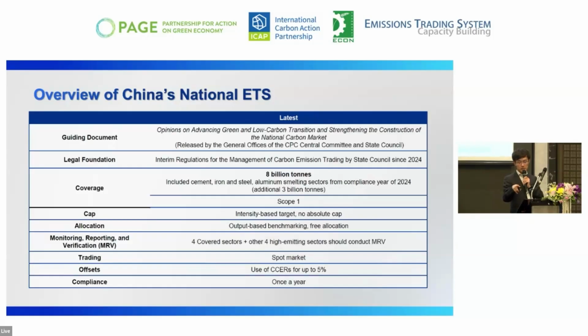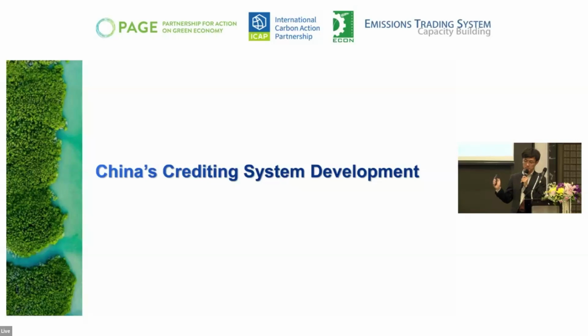There's one thing I didn't mention about the covered greenhouse gas emissions. At the beginning, China only covered carbon dioxide, but since the expansion of the China national ETS, it has been expanded to other greenhouse gas emissions, not only carbon dioxide.